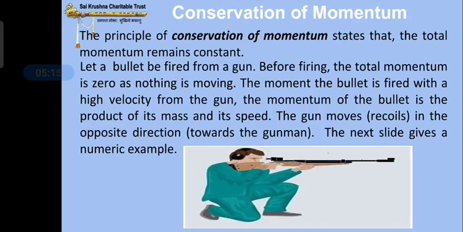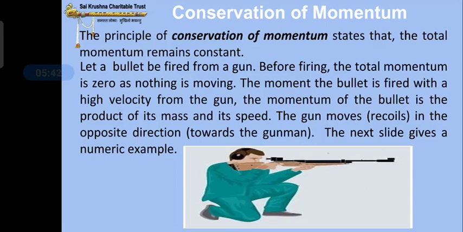The next slide gives a numeric example. With some speed the bullet goes, yes or no? And the gun recoils in the opposite direction. We know that the momentum before collision must be equal to the momentum after collision. So in this case, the momentum before firing must be equal to the momentum after it has been fired. The bullet moves with faster speed than the gun that recoils.